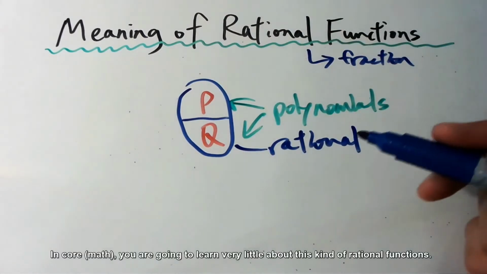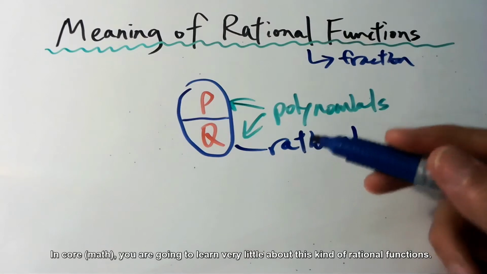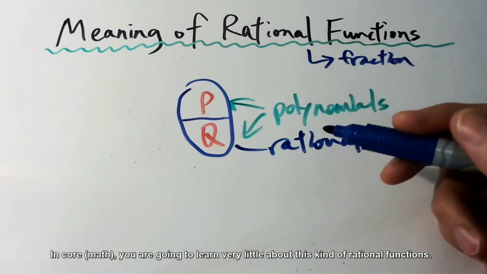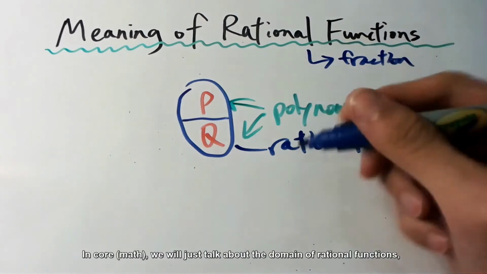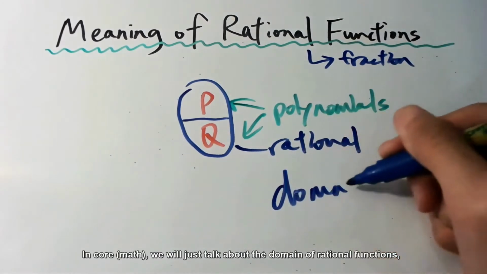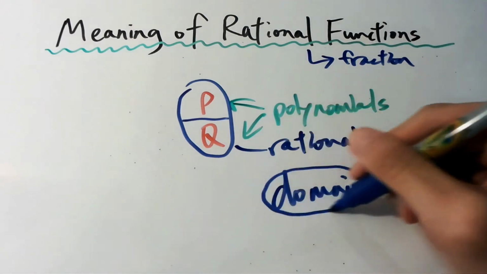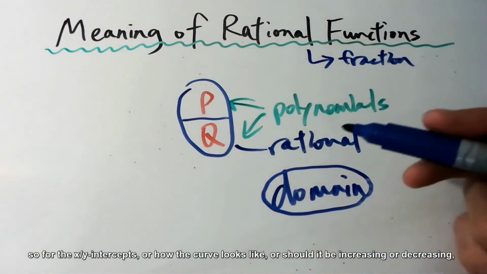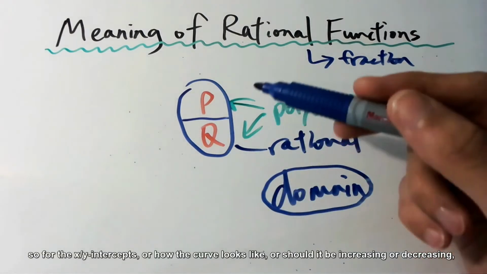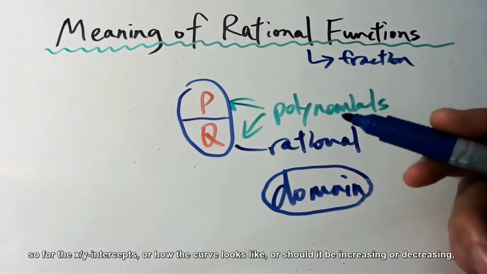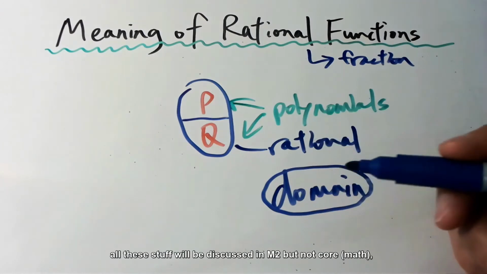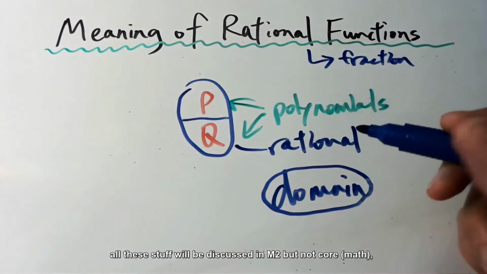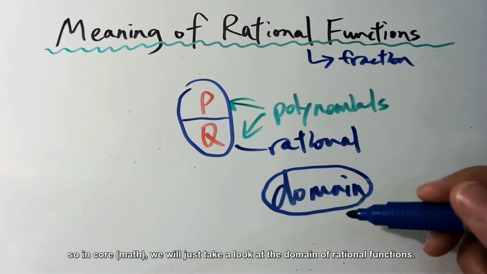In core, you are going to learn very little about this kind of rational function. You will learn more about this in M2. In core, we will just talk about the domain of rational functions. So for the xy intercepts, or how the curve looks, or whether it is increasing or decreasing, all this stuff will be discussed in M2 but not core. So in core, we'll just take a look at the domain of rational functions.